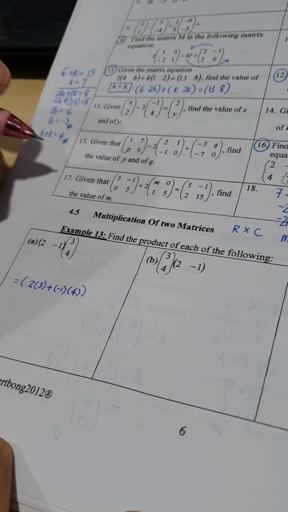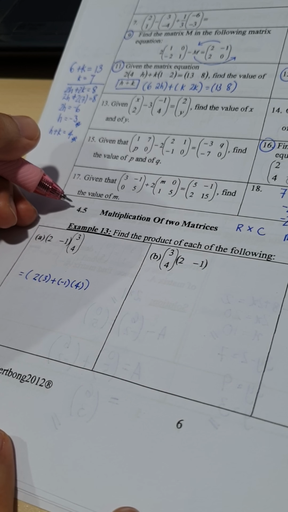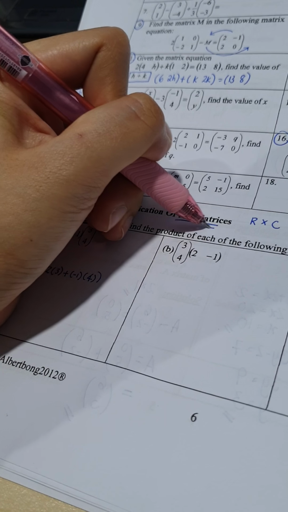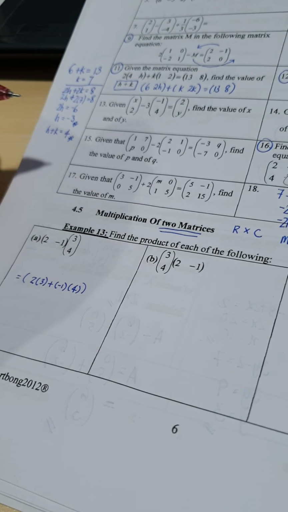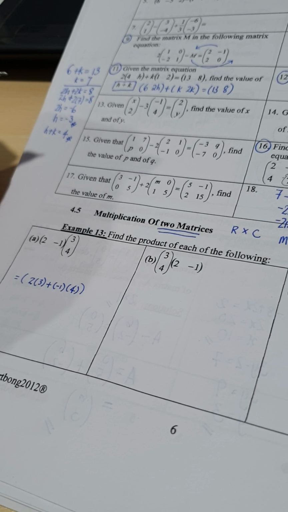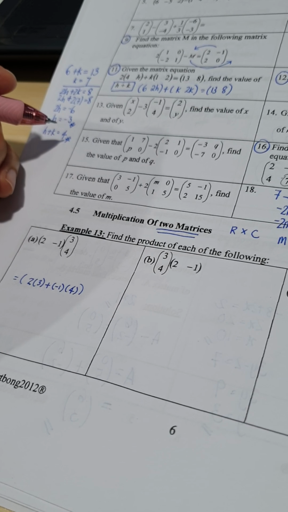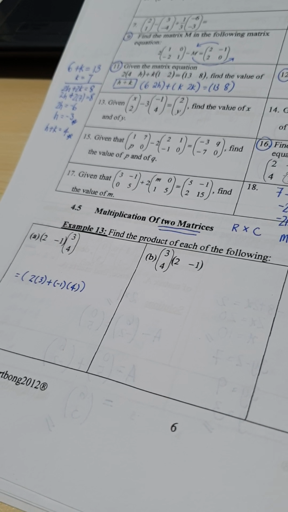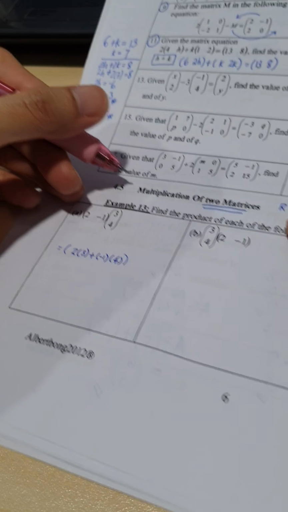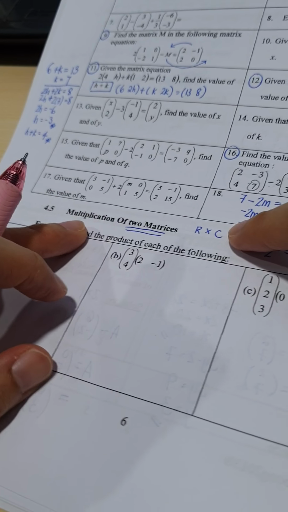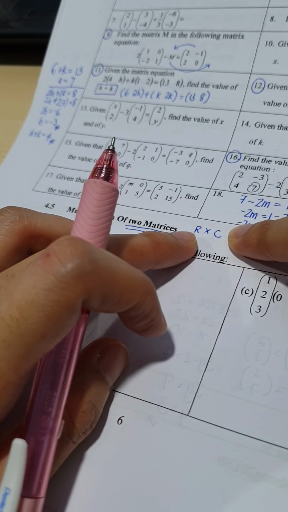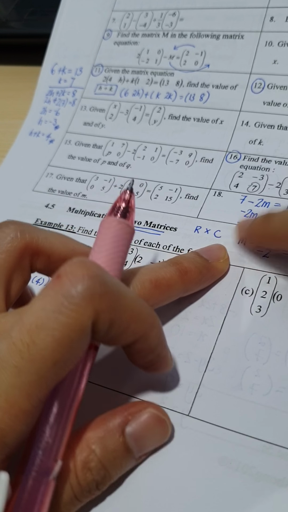Okay, good morning everybody. So next we proceed to 4.5, multiplication of two matrices. This is something very new to you. You never learned this before in your Form 1 to Form 3, so you must watch this video. How do you multiply? I always ask students to remember R times C. R multiplies with C.